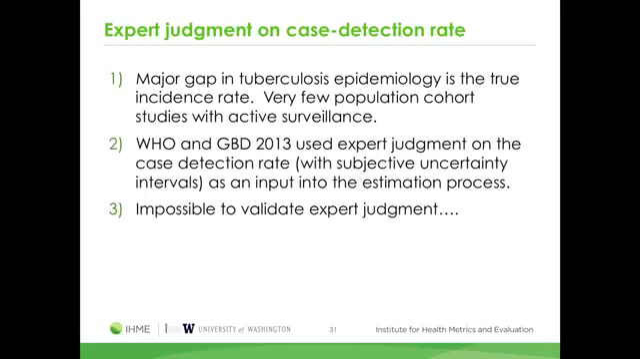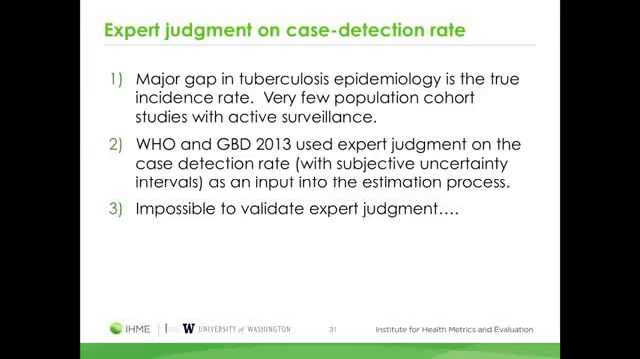The big problem is the continued dependence in TB epidemiology, to estimate true incidence, on this unknown number: if you take case notifications and divide by true incidence, that's the case detection rate. We don't know true incidence because the population-based active surveillance cohort studies, you can count them on your fingers. So that's not really used. And nobody has a way to get at this unknown quantity, the case detection rate.